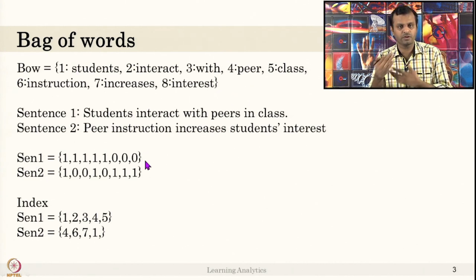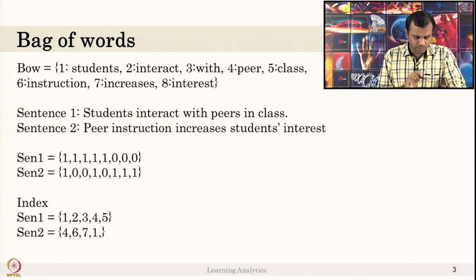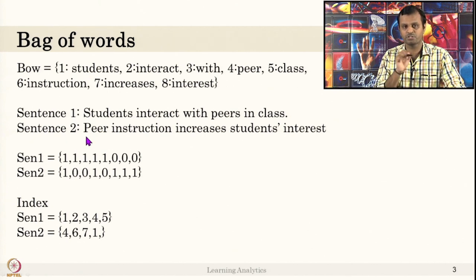So, it is easy if you have 1 or 0 for machine learning to classify, because 1 or 0 is very simple. Sentence 2 has a student in it. So, student is here, it is not the first position, that is what I am saying, the order of position is not important in bag of words. Student is 1, interest is not there, with is not there, peer is there, okay, and class is not there, instruction increases, instruction is 6.